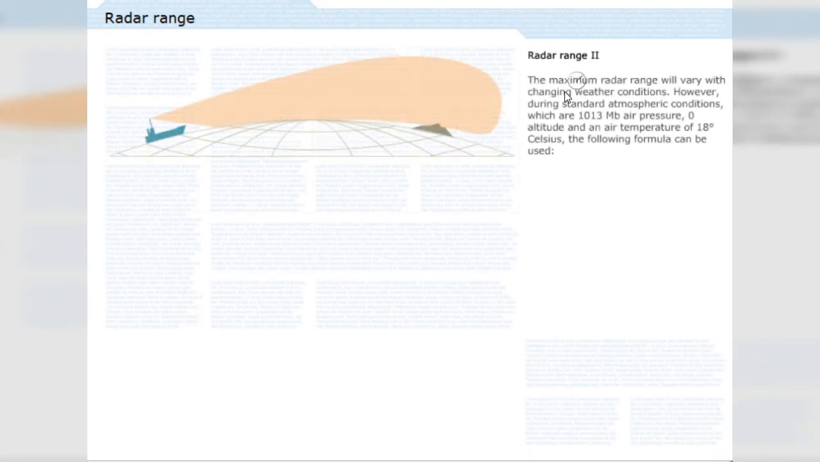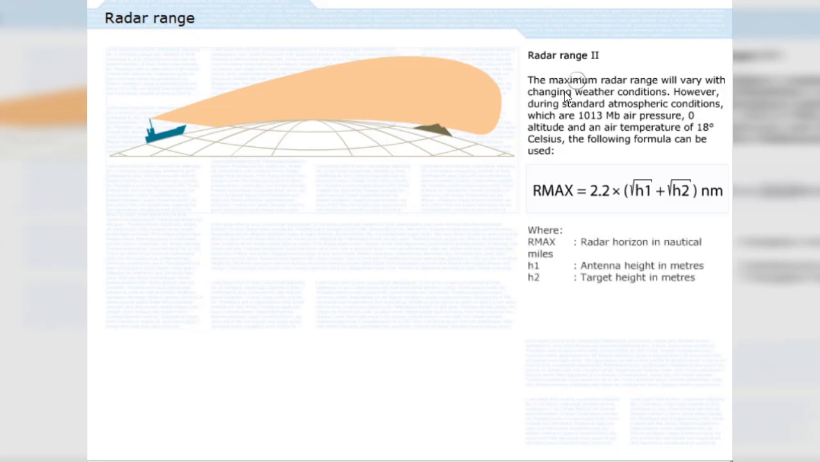The maximum radar range will vary with changing weather conditions. However, during standard atmospheric conditions, which are 1013 millibars air pressure, 0 altitude and an air temperature of 18 degrees Celsius, the following formula can be used.